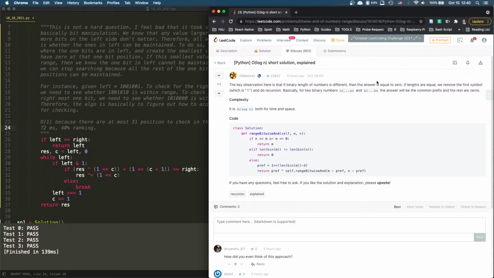So we are stuck with if lengths are equal, we remove the first symbol, which is 1, and do recursion. For two binary numbers, the answer will be the common prefix. If this or this, return m. If the length is not the same, then return 0. That's true.